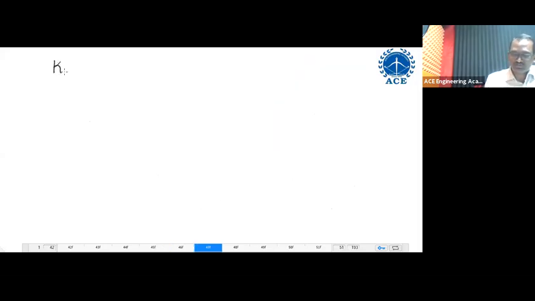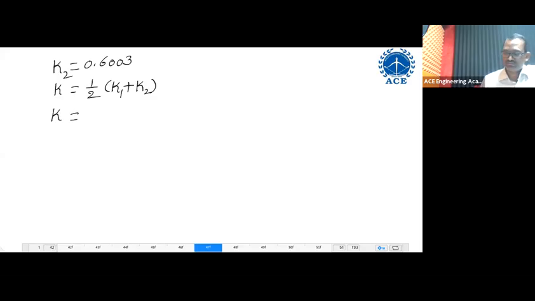Simplify this and let me know the value of K2. K2 is 0.6003. Good. K2 is 0.6003. K is equal to 1 by 2 into K1 plus K2. What is the K value?